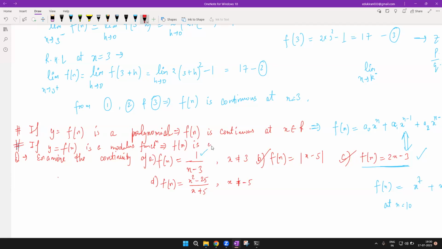So f(x) is continuous at x belongs to R. A modulus function will always be continuous. So B is a modulus function, C is a polynomial, they are continuous. There is nothing to think about there. It is a modulus, it is in the numerator, right? If it is in the numerator, it will be continuous. Yes, absolutely.